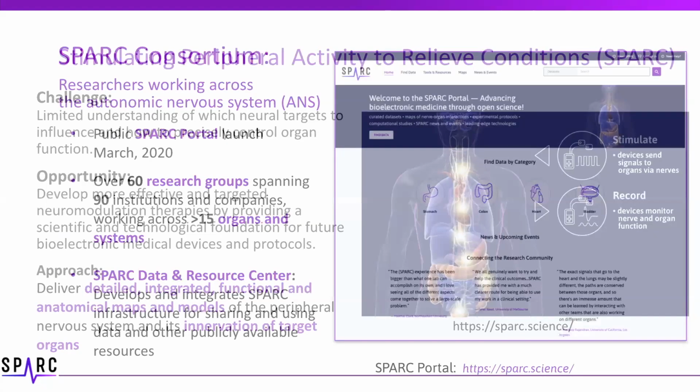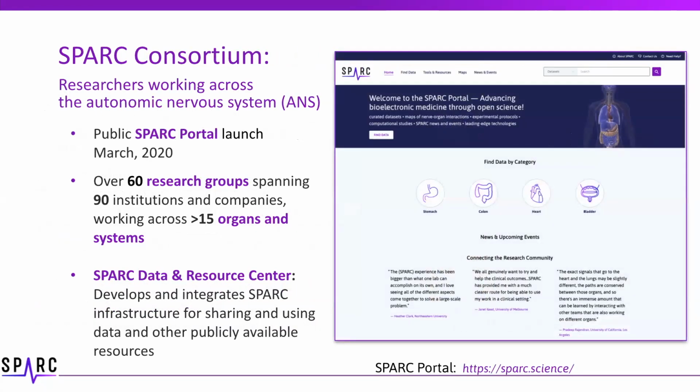SPARC is a large project. It can be accessed through the SPARC Portal, which was launched in March of 2020. And this slide is out of date, but there are many, many research groups that span over 100 institutions and companies and that are working across over 15 organs and systems. And it is the role of the SPARC Data and Resource Center to take all of this hard work that's going on and organize it and make it presentable and useful to the scientific community at large.